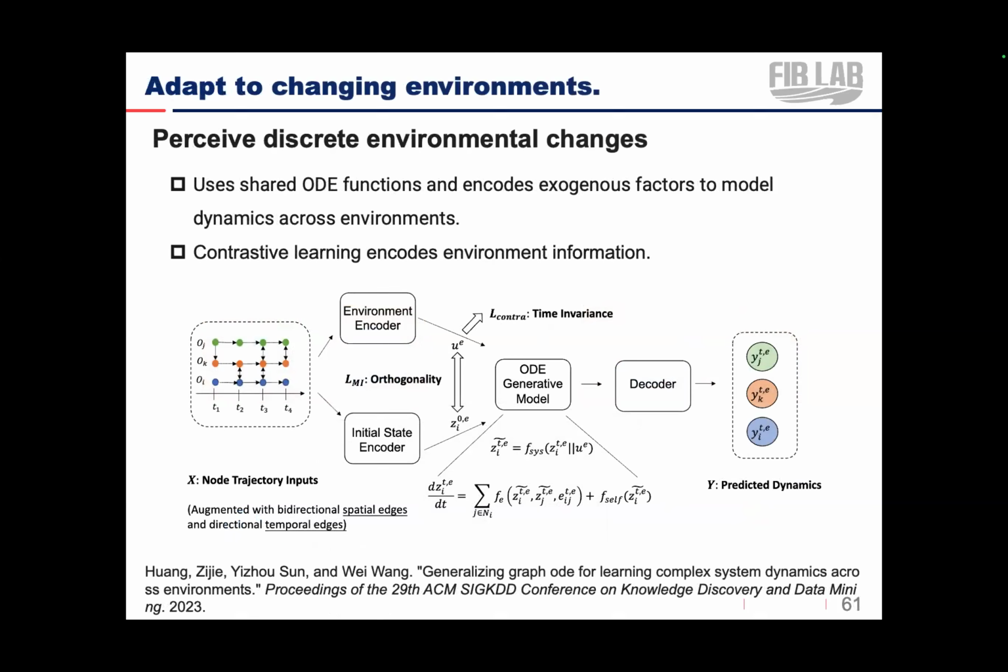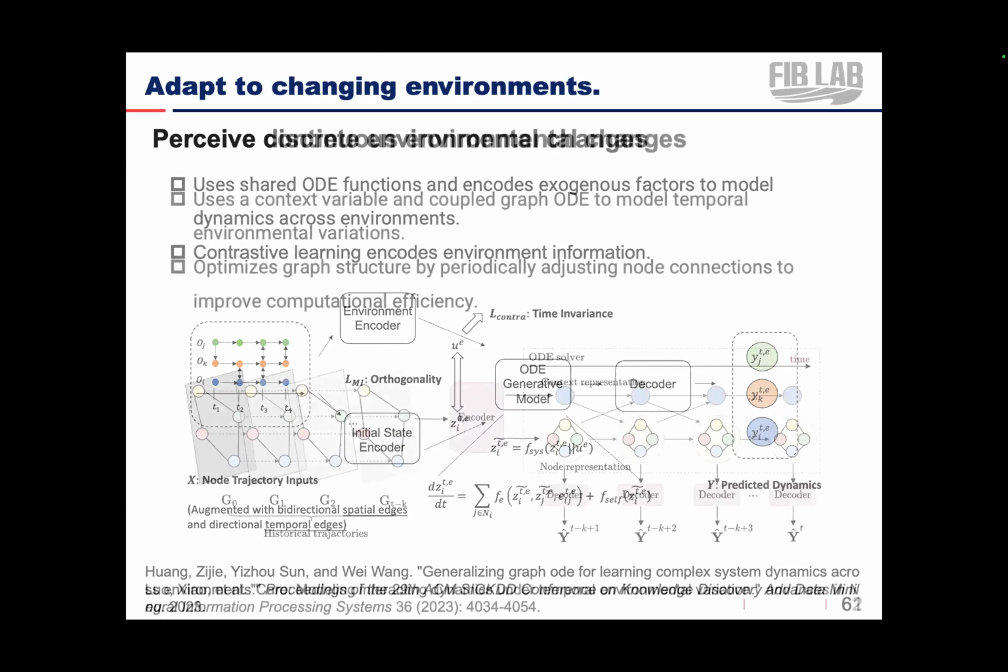When the environment changes abruptly, for example, a new policy altering social network interactions, the authors of this paper use shared ODEs with environment encoders, and they also use contrastive learning to help the model distinguish between different environments, ensuring it can generalize to uncertain conditions. This is also the key for adaptive systems that need to react to sudden changes.